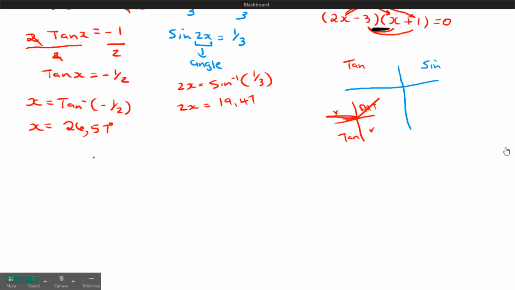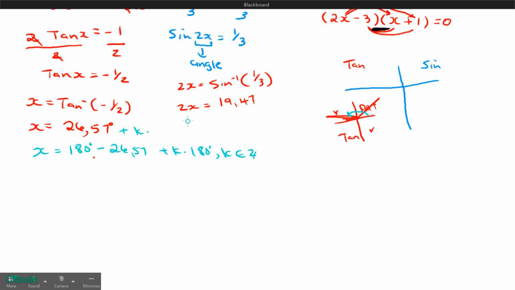Our solution will be from here to there. It means that we are going to say x is equal to 180 degrees minus 26,57 plus k multiplied by 180 degrees, where k is an element of integers.